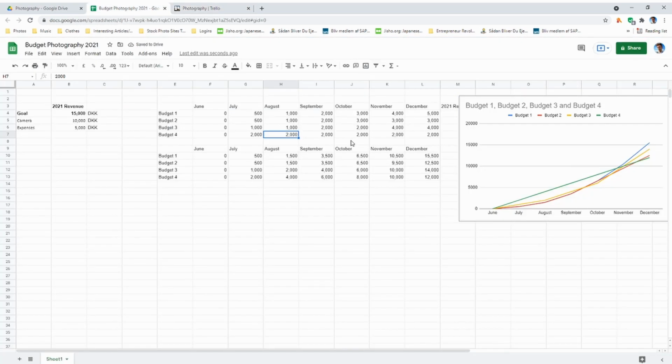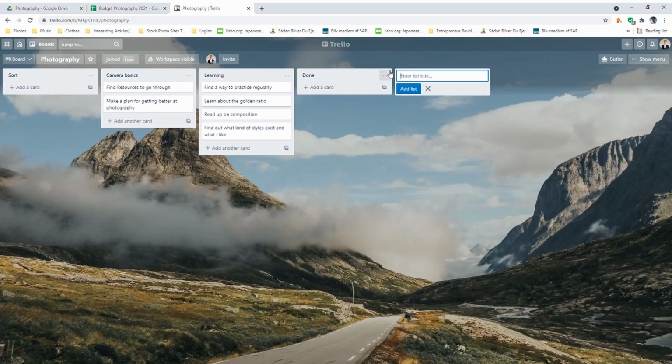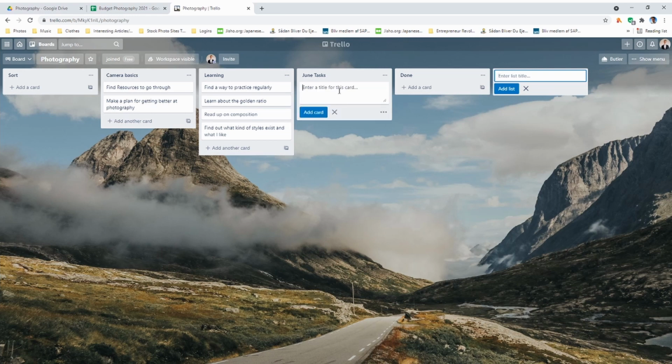Now, that's kind of our sub-goals. Every month we want to stay somewhere between these values here in revenue. Meaning June, we're expecting no revenue. Now, that is because June is going to be a preparation month. And so in Trello here, I already had a couple things about what are the things I want to start looking into. But here's the thing. June tasks. We are going to have to do a lot of things in June if we want to expect to have our first paying customer in July.